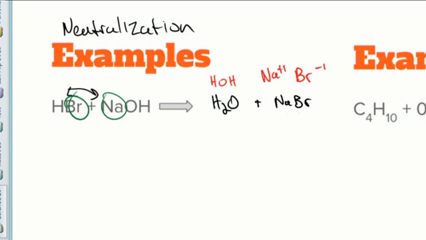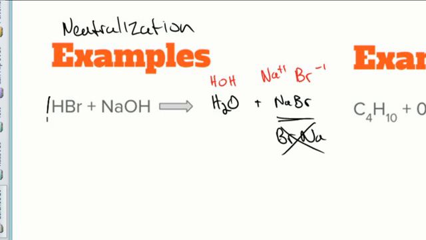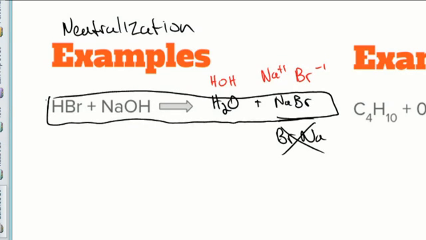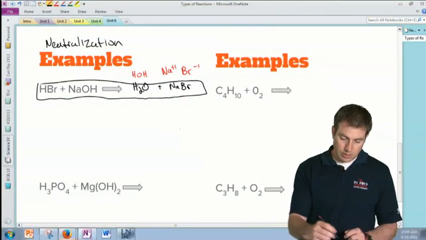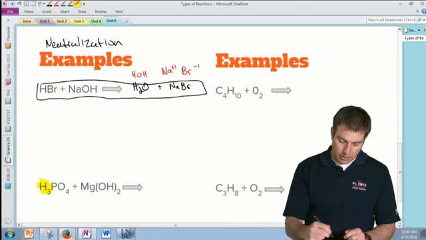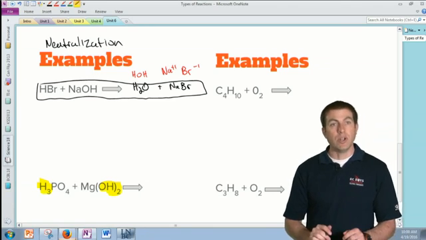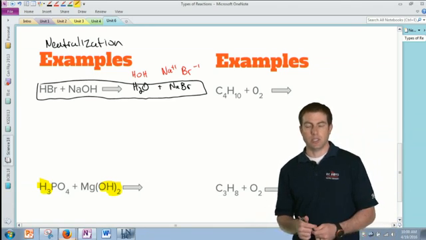I guess the important thing here is to remember to put your metal first. You don't want to end up with BrNa. That's not good. So you don't want to run that risk. But there you go. A special type of double replacement, which we call a neutralization. As soon as we see an H to begin and an OH to end, we know we have an acid-base neutralization.